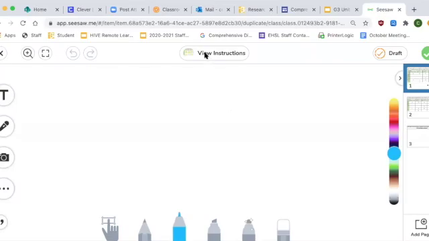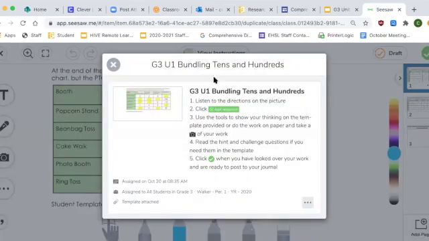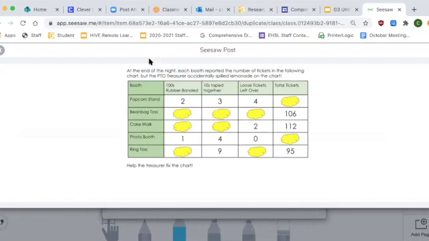What your assignment's going to be. Let's look at the directions first. So remember that last couple of days, we were looking at the number of tickets in the chart. But here's the thing. The PTO treasurer accidentally spilled some lemonade on the chart. You can see where they spilled the lemonade because there's the yellow bubbles. So here's what it looks like. So we need to help the treasurer fix the chart.